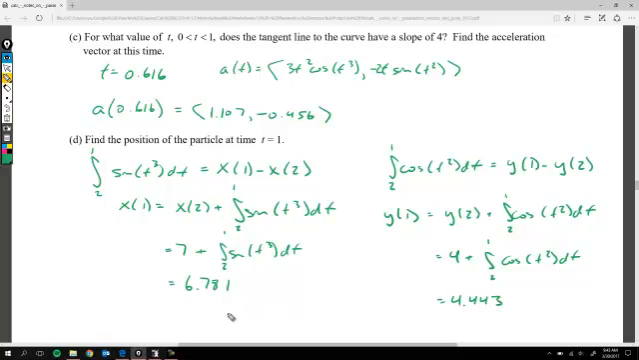So my final answer is going to be the vector (6.781, 4.443), and that is my position.